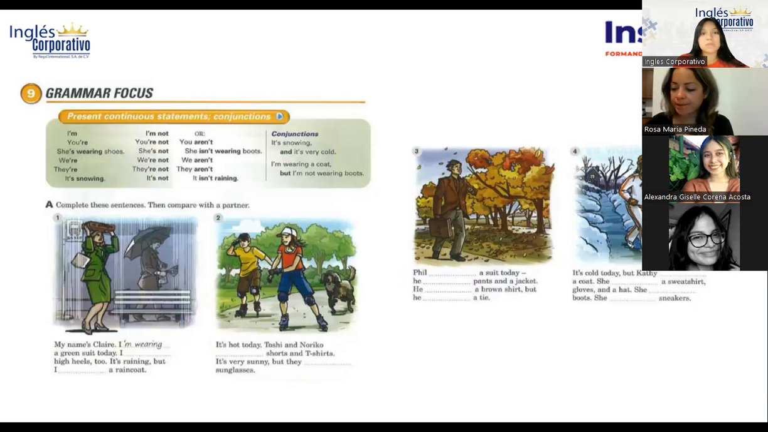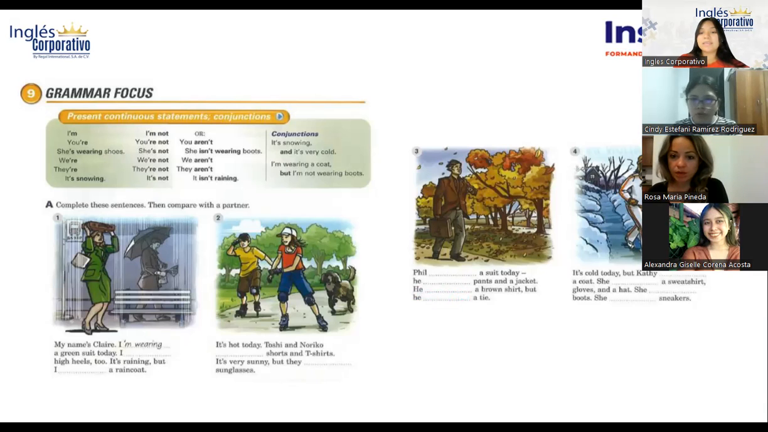Is wearing, okay, so then he is wearing a suit today, and a jacket. He is wearing pants and a jacket. Okay. Then number three, he is wearing a brown shirt. Okay. He is or he is not?